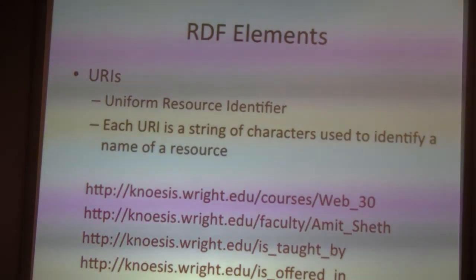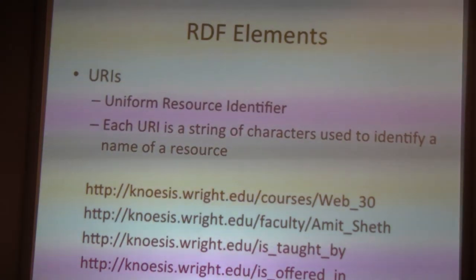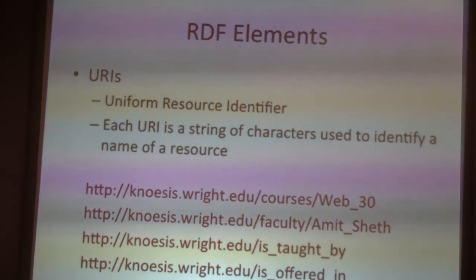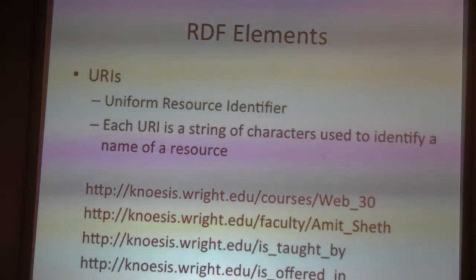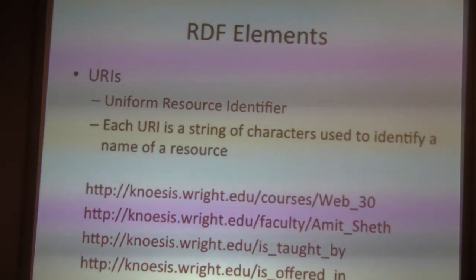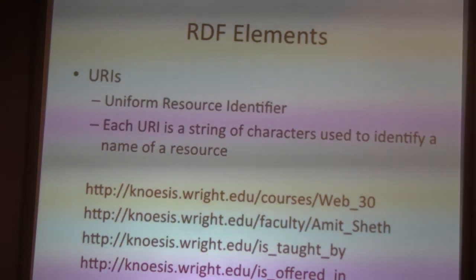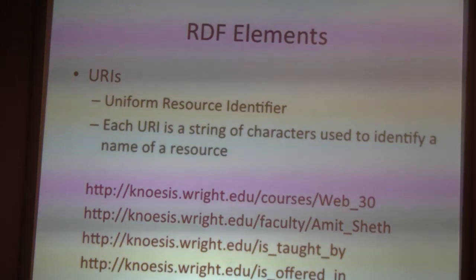Given the example that we had before, here I created some URIs. We start with a prefix, and then slash courses slash web 3.0. So this is one example of a URI. Similarly, you can create other URIs like taughtBy and offeredIn. So these are not unique URIs, you can create any of them. Here in our class, I just use one prefix, but you can use example.com, like anything.